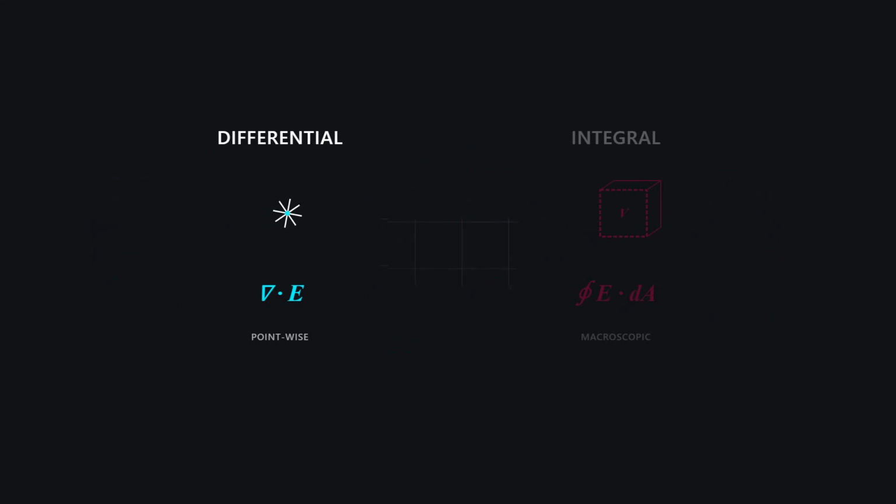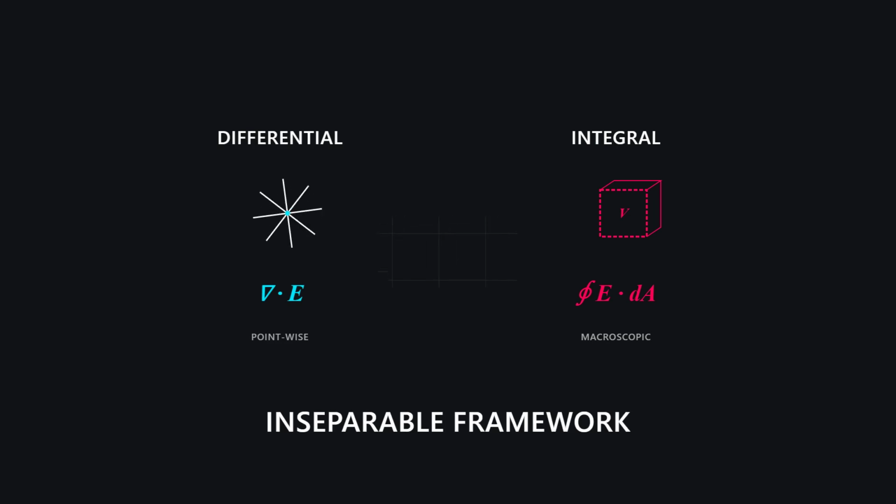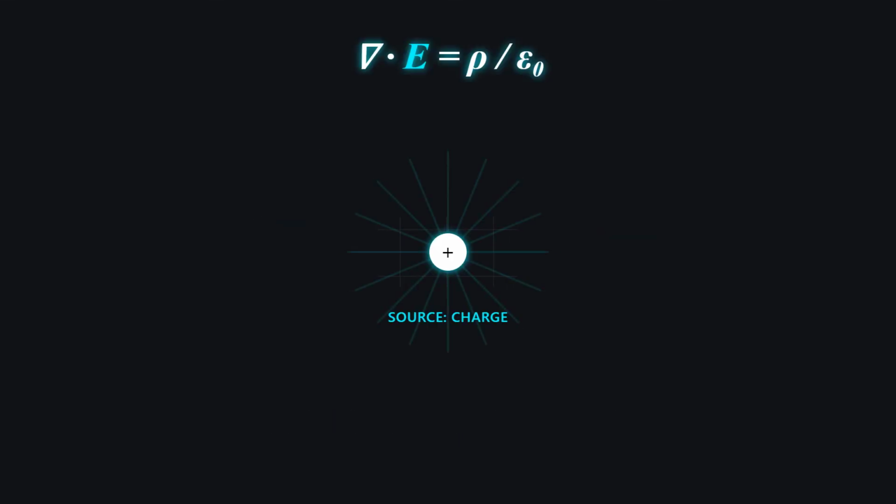other. The differential form relates field properties at a specific point in space, which is essential for microelectronic simulation and finite element field solvers. The integral form relates fields over defined surfaces and volumes, proving useful for macroscopic circuit analysis and solving boundary condition problems. Maxwell's formulation demonstrated that E and B fields are inseparable.